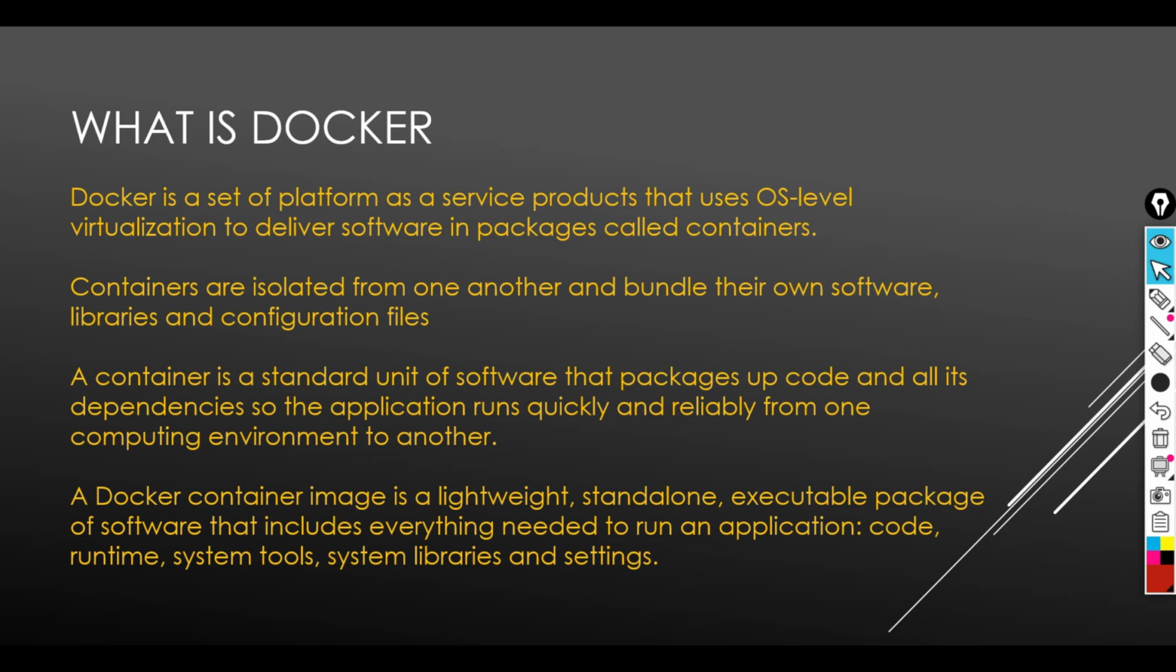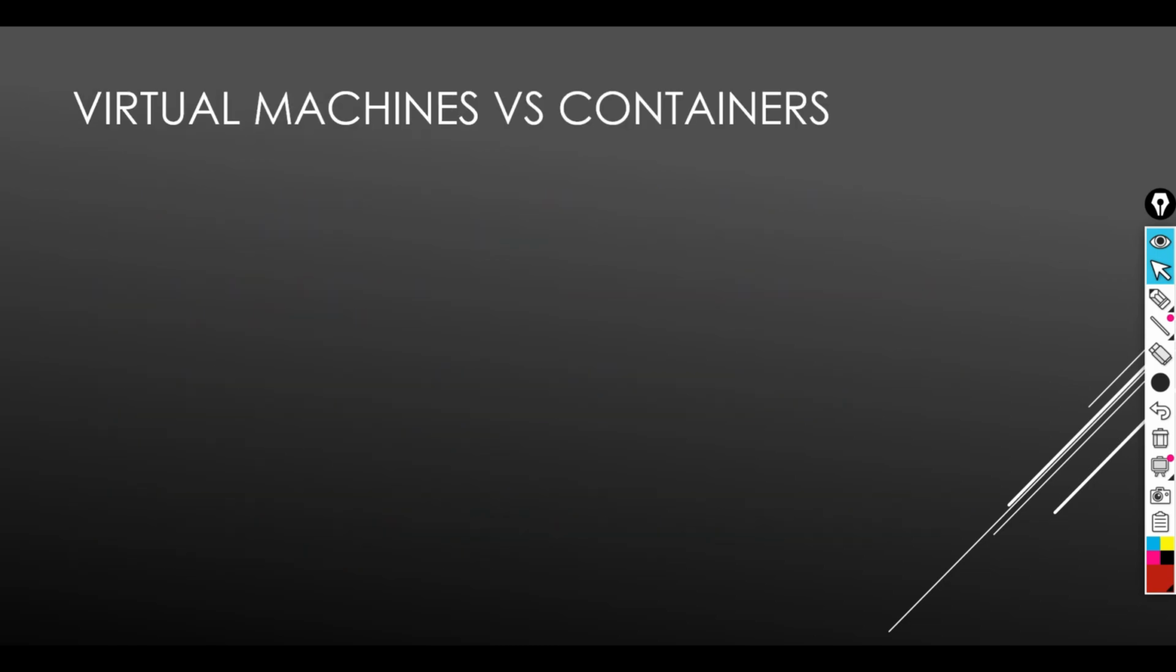A Docker container image is a lightweight, standalone, executable package of software that includes everything needed to run an application: code, runtime, system tools, system binaries, and settings. So let's do a comparison of virtual machines and containers.